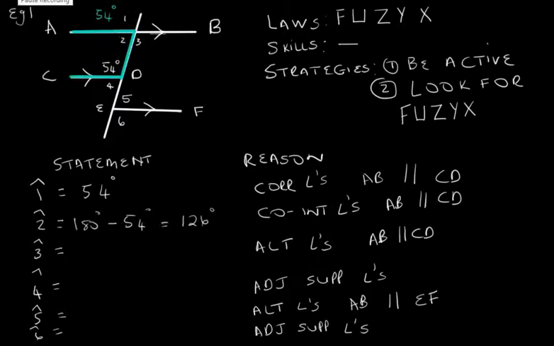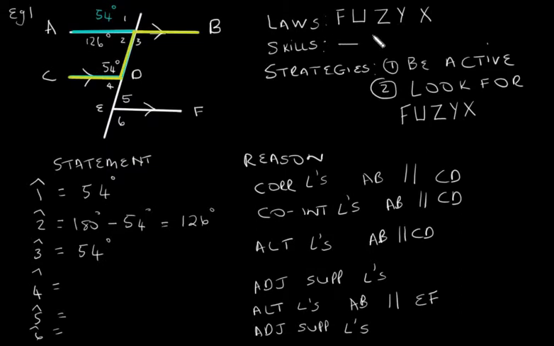So we know that co-interior angles, they have the U or the C shape. So we can say that angle 2 will be equal to 180 degrees minus 54 degrees, which will be equal to 126 degrees. Why? Because these two angles here are co-interior, and we know that co-interior angles add up to 180 degrees. Let's look at angle 3. Now find an angle alternate to angle 3 for me, please.